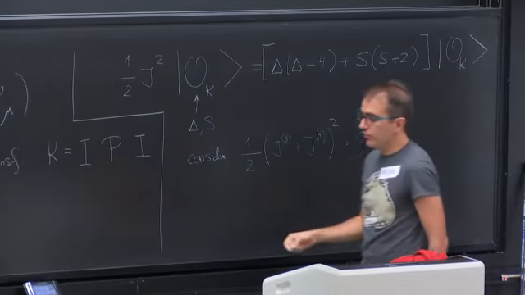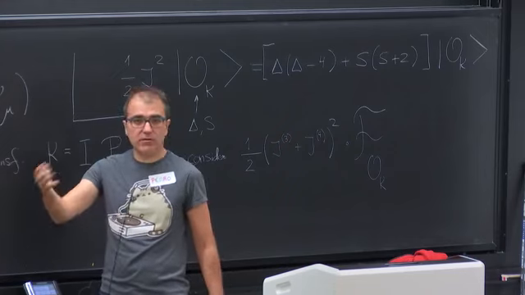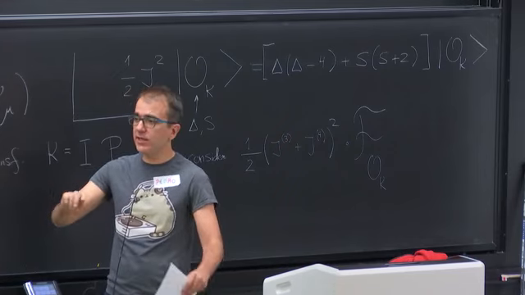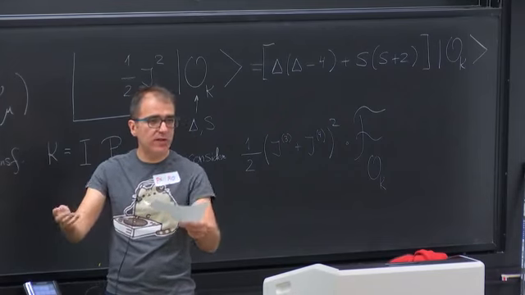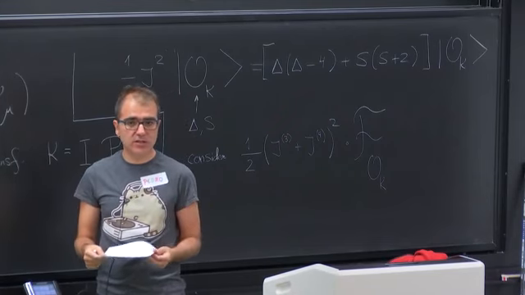Now let's see what we would get if we act on this conformal block. We will see that the action can give two different things, and from those two different things we will get a differential equation for this conformal block.